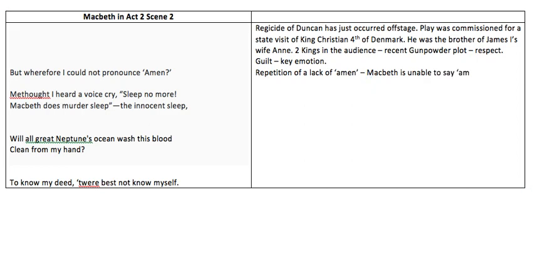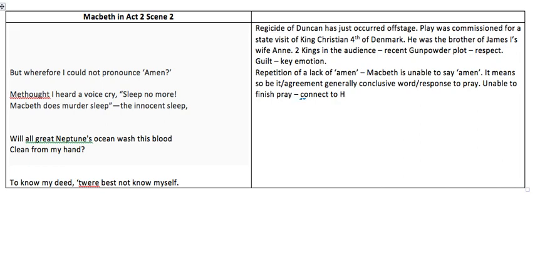And if we think of amen, it means "so be it." It's an agreement, and it's generally a conclusive word or response to a prayer. So that's quite interesting, the idea that Macbeth's unable to finish off a prayer. He's unable to connect to God. And why would that be? Because of what he's just committed. He's sinned. He's gone against the Christian beliefs, predominantly of the time, and also the chain of being.